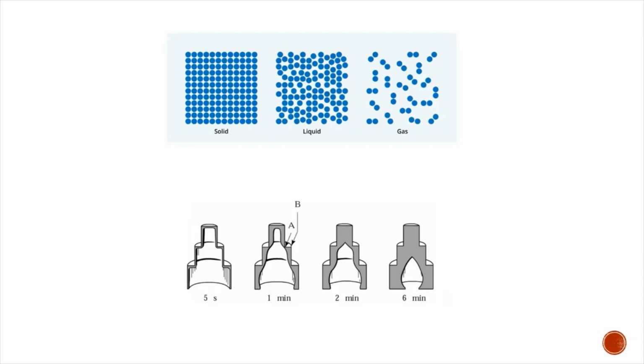So this exact same thing happens in casting. As we can see in the image below, there is a casting that was poured into a mold, and 5 seconds after that, it still has the same shape as the mold. Once 1 minute passes, the parts that have more surface than volume, for example the corners, start to solidify, so they start to shrink after 2 minutes have passed.